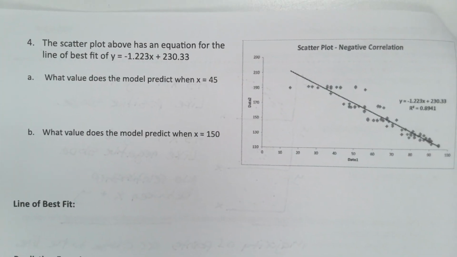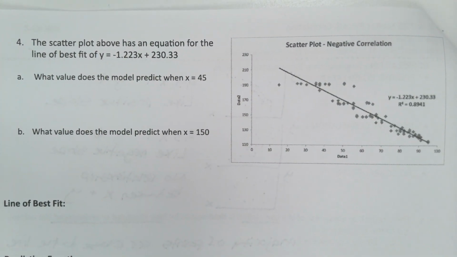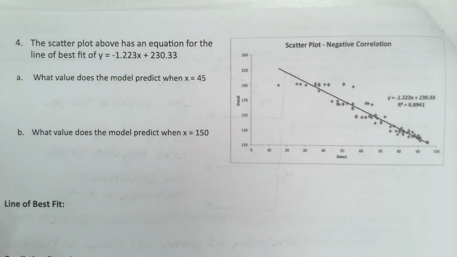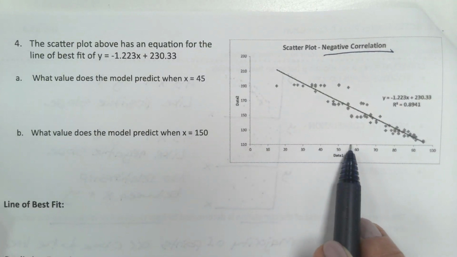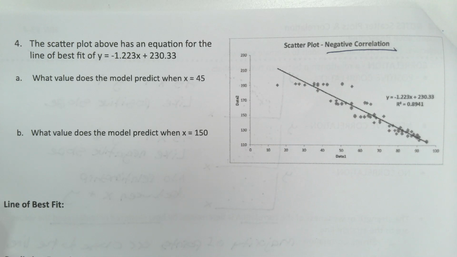We go to the next page. We have a scatter plot. And it says, hey, this is an example of negative correlation. It tells you in the problem. So as your x value goes up, your y values are going down.